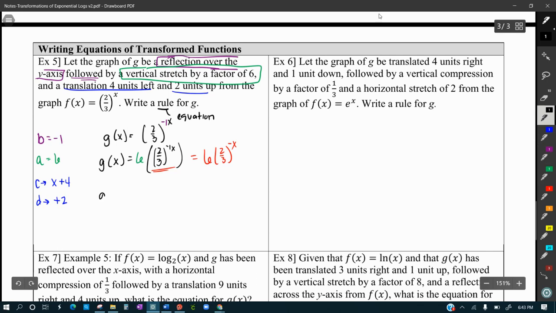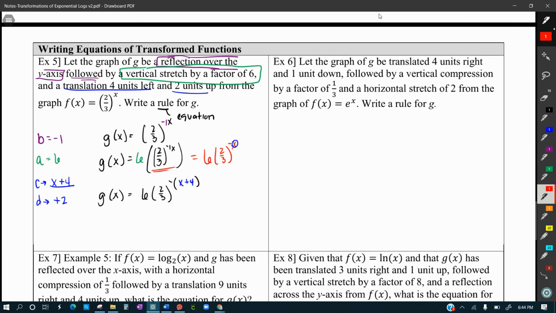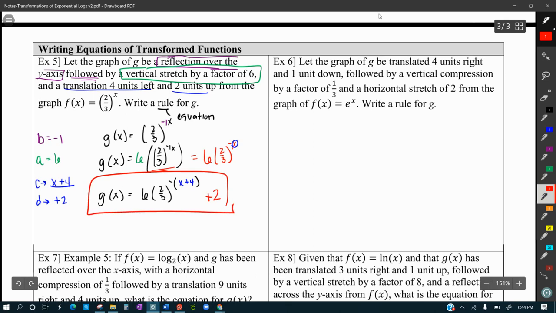So our final transformation will be 6 times (2/3) to the negative parenthesis, because when you do c, you're taking this x out and you're replacing it with x plus 4. So the negative needs to go on the outside of a set of parentheses inside that exponent. So it is a very busy little exponent. And then plus 2 out on the end for our d parameter.